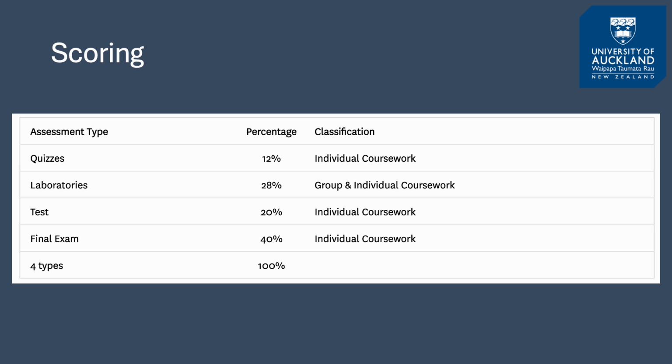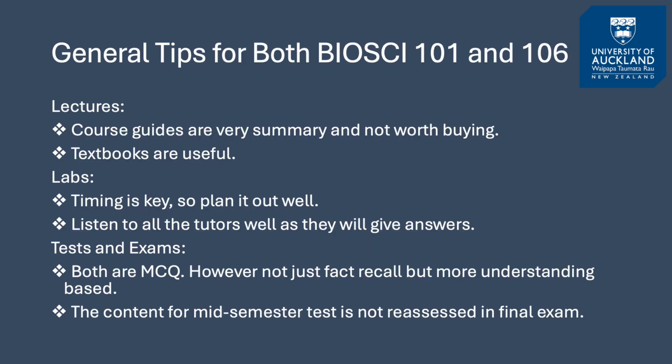Looking at the scoring for this course, quizzes make up 12%, laboratories 28%, the test 20%, and the final exam 40%. Okay, so now I've just got some general tips for both Biosci 101 and 106.